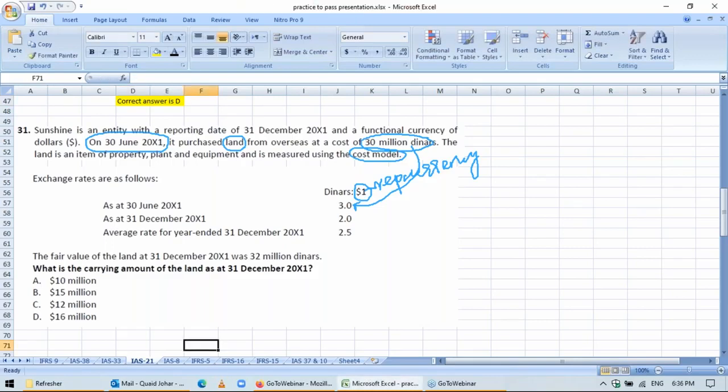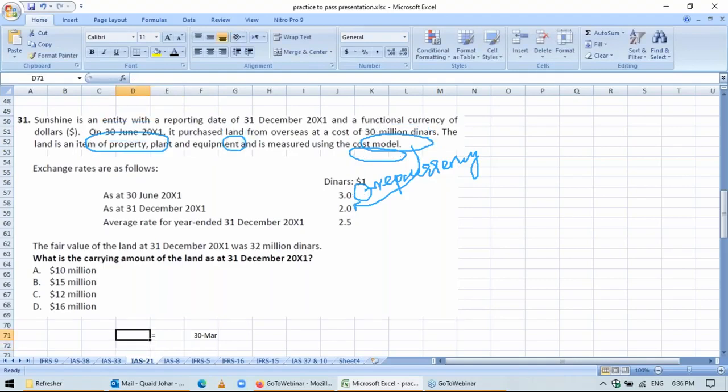So our reporting currency value in this case is 30 million divided by 3. And this makes 10. So it makes 10 million.